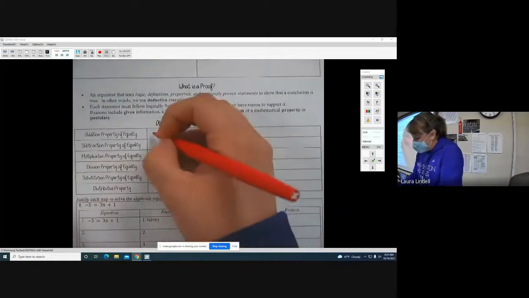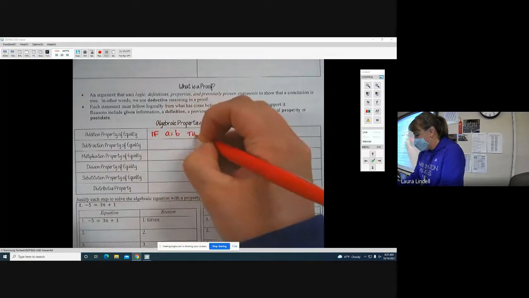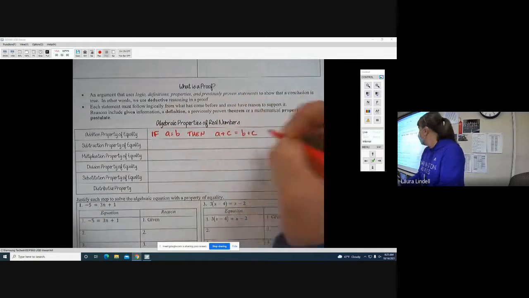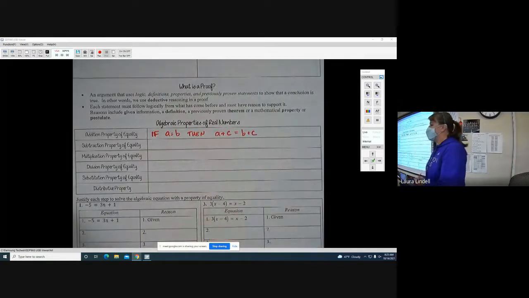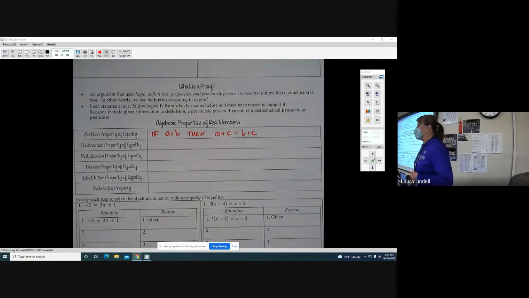So the addition property says if A equals B, then A plus C equals B plus C. It's what tells me I can add something to both sides of the equation. So just like we did in our warm-up when we added 21 to both sides of the equation, that's this property right here. So the same thing then for subtraction property and multiplication and division property. These properties are the things that tell us it's okay to add something or subtract something or multiply something on both sides of an equation.